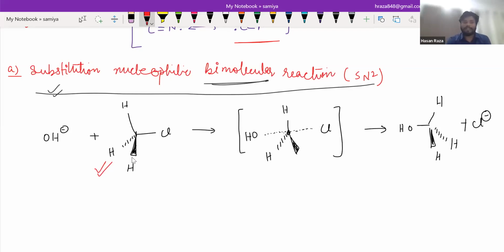You can see that H of this dash is on the left hand side in the reactant, but on the right hand side in the product, H is on the right hand side. This H is on the left, so it will be on the right. Hydrogen on left, so it will be right. So basically there is inversion of configuration in SN2. Why does this happen? I'll explain.